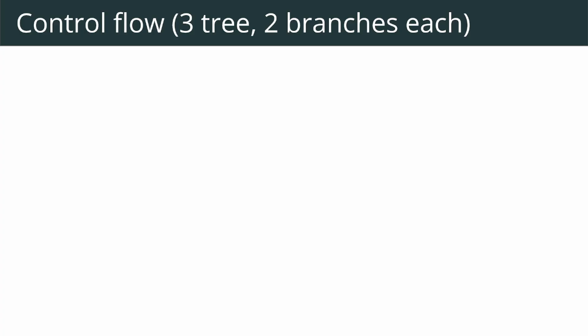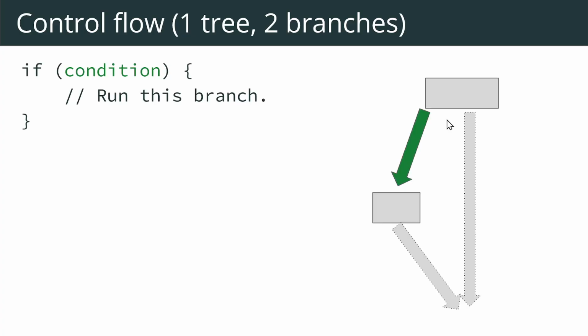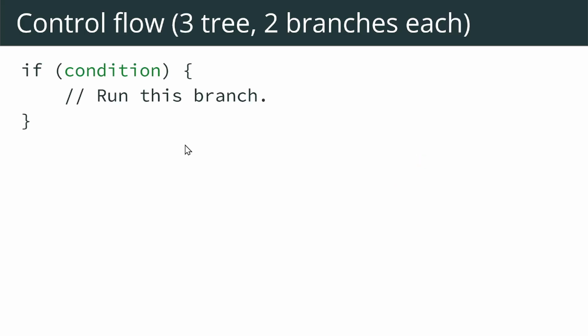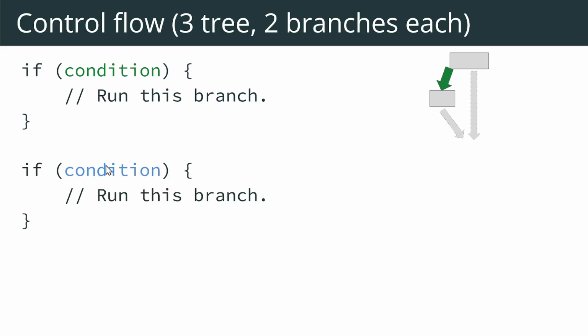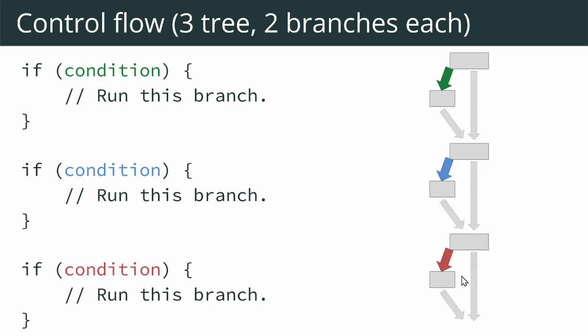Sometimes you want to chain multiple forks in the road. So you could put multiple if statements right next to each other. You can think of this as three separate trees. This first one, we have a fork in the road, and then we carry on with the rest of the program. Let's say there's another fork in the road. So there's another condition, and here's another fork, and so on, more forks.